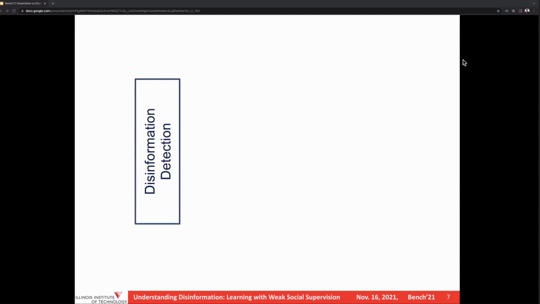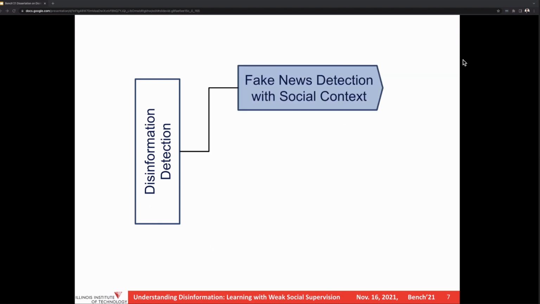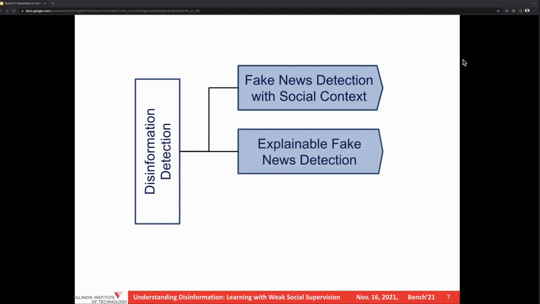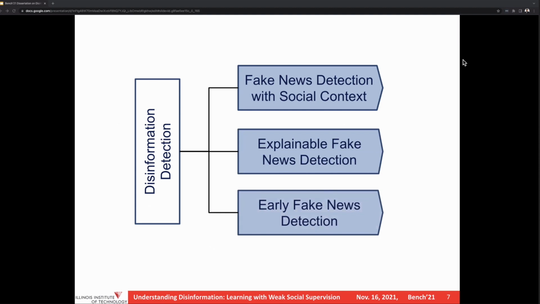Next, I will introduce three representative research works on fake news detection for solving these challenges. First, when we have enough labeled news and social engagements, how can we detect fake news effectively with social context? Second, to involve and benefit domain experts such as fact checkers or journalists, how can we make fake news detection results more understandable? Third, social context may be helpful to detect fake news, but it usually takes a long time to aggregate. So we want to understand, can we detect fake news at an early stage, and how early can it be?